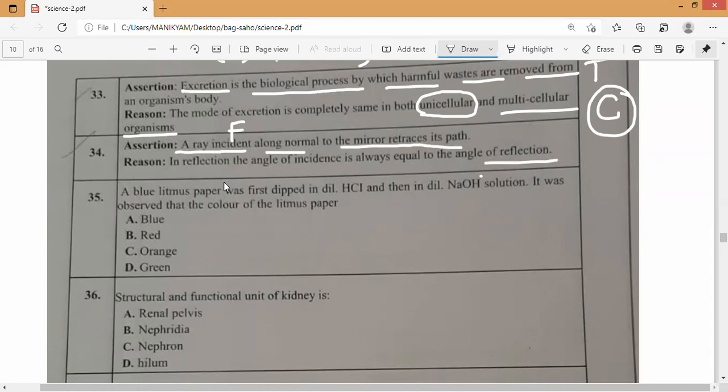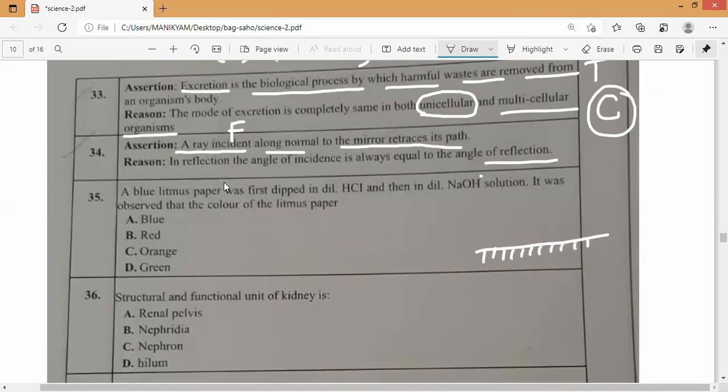Both are true but not the correct explanation. Now you see, the reason is false. A ray incident along the normal to the mirror retraces its path. Try to understand. Now this is the mirror.